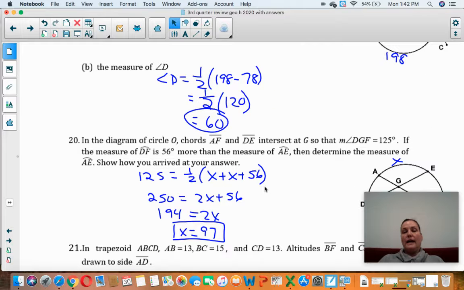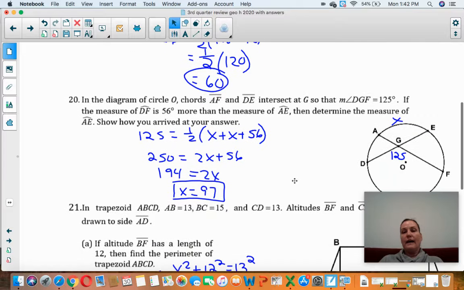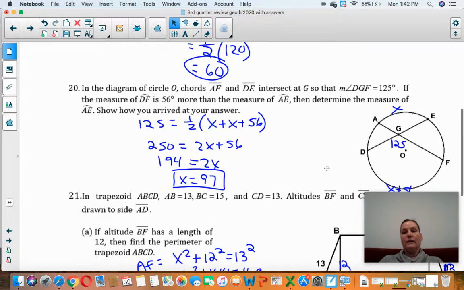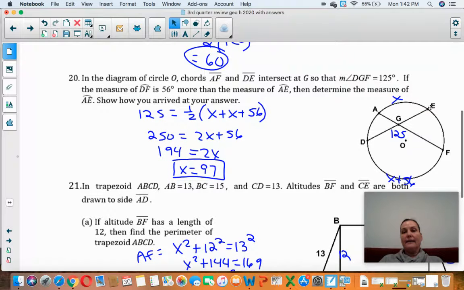Number 20, I have an angle 125, which is angle DGF. Now that's not a central angle, and the rule for an angle that's not a central angle or an inscribed angle, if it's inside the circle, is 1/2 the sum of the arcs. This one is different though because I actually know the angle. The arcs are the things that I'm trying to find right here. So I know that arc AE is X, and arc DF is going to be X plus 56 because it's 56 more than the measure of arc AE.